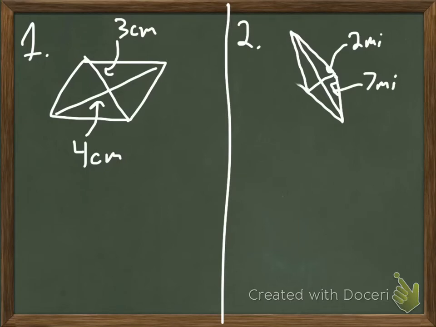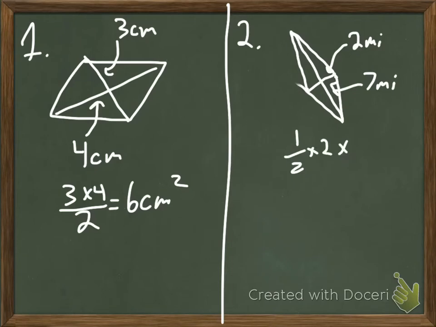Alright, so our first one, it's 3 times 4 divided by 2, which is 6 centimeters squared. And our second rhombus, 1/2 times 2 times 7, which is 7 miles squared.